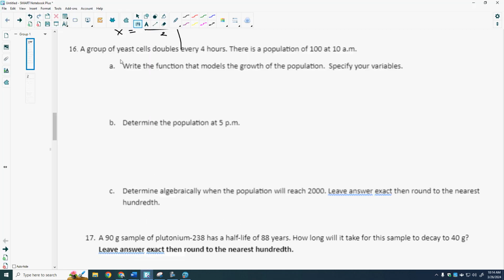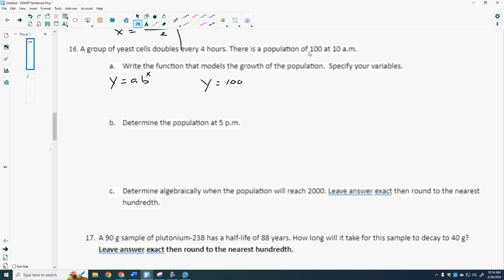So a group of yeast cells doubles every 4 hours. I'm thinking basic y equals a b to the x, exponential growth. It's not percent growth, it's not compound interest, it's not compounding continuously, it's basic exponential growth. My y is what I end up with. It does not have a value plugged in when I'm writing the function. My a value is what I start with, that is 100.